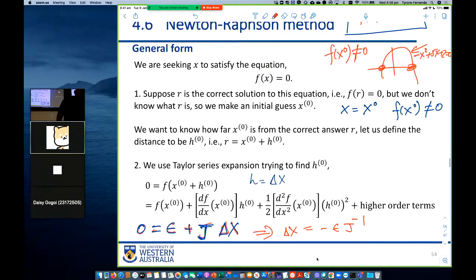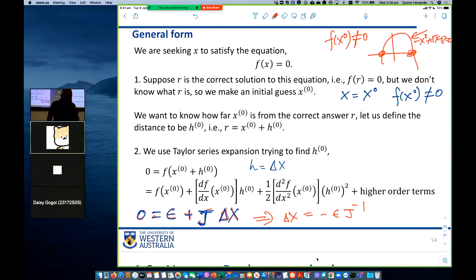Okay. So what is the Newton-Raphson method? The Newton-Raphson method says this. If I make a guess x0, and f(x0) is not equal to 0, that means x0 is not the answer. So I could say x0 plus delta x, or h, where h is the same as delta x, must equal the correct value.